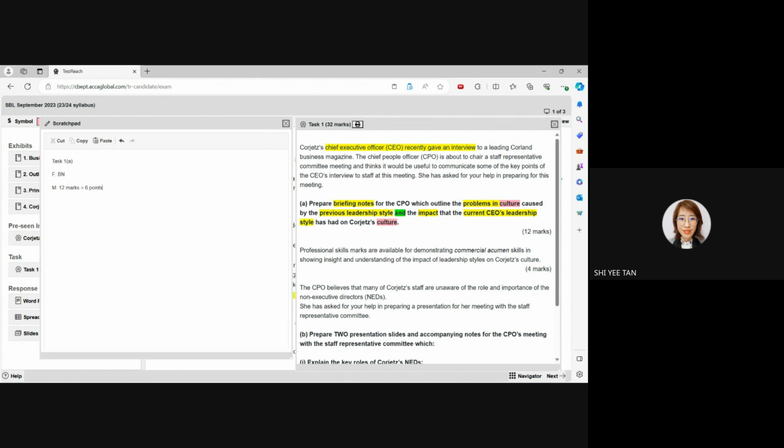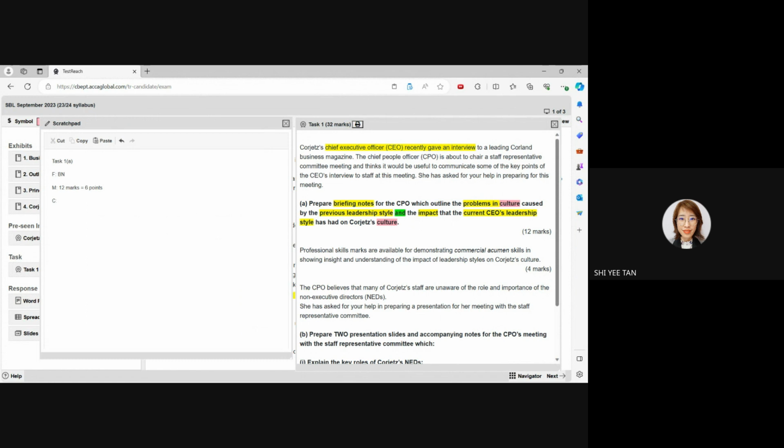Okay, so we'll assume 6 points minimum. Minimum 6 points in order to pass the question. If let's say 6 valid points, but you only get 1 mark each, you still can pass this question lah. Okay, so what is the content? What is needed to be written, right?